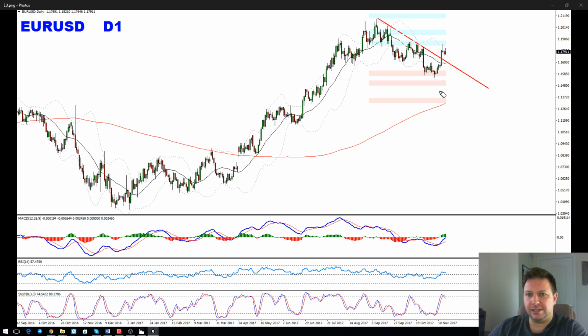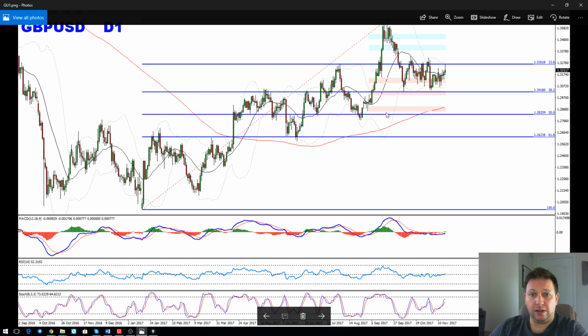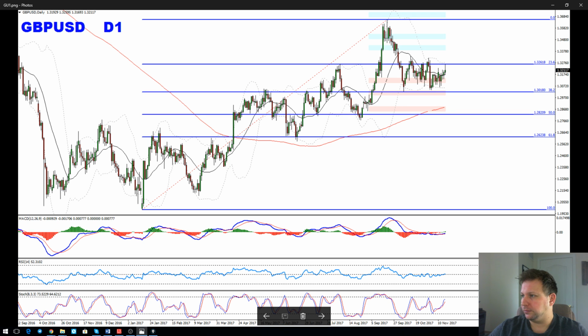Next one on the list is going to be the pound dollar, and let's move to there. This is our pound dollar, and as long as this trend line holds, not trend line, sorry, the range. Here we go.